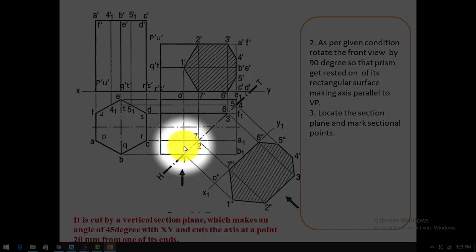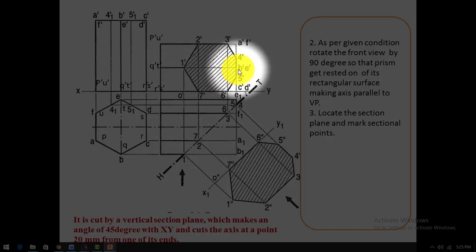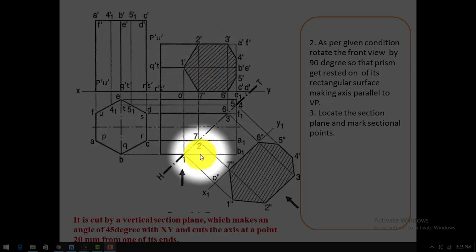Then mark the sectional points. This is the first sectional point. This sectional point is on the edge BQ. This is the edge BQ.